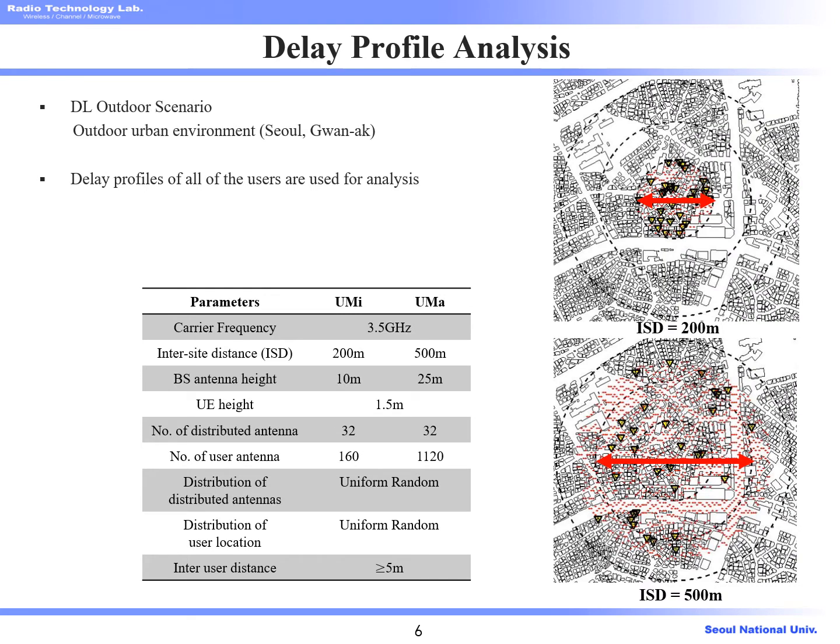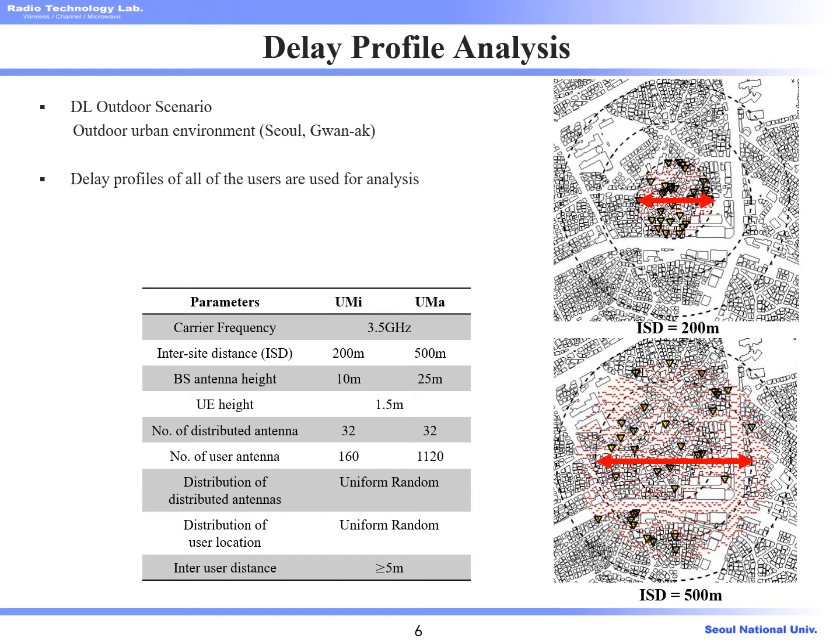To conduct the delay profile analysis, we considered downlink outdoor scenarios in urban environments. The map data used was that of Seoul Gwanak-gu, and we considered mainly two deployment scenarios, the urban micro scenario and the urban macro scenario.